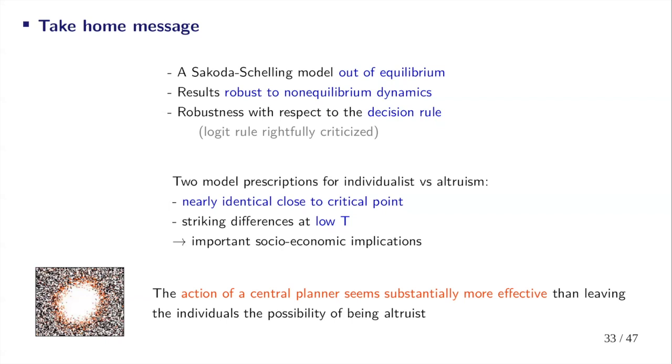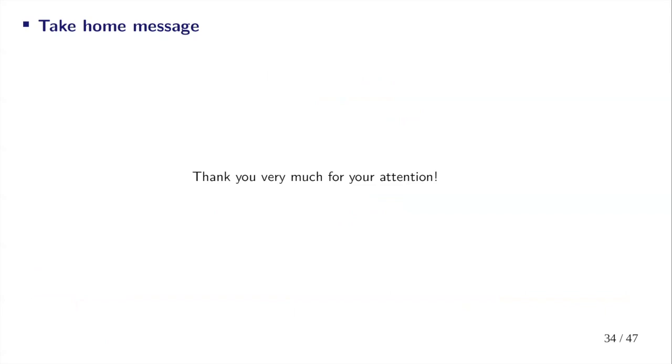And then we suggest two different models for individualist versus altruism. They are nearly identical close to the critical point with the well-mixed approximation. They have striking differences when the rationality is low. And what it tells us is that it seems that the action of a central planner is very important. You cannot have a well-mixed system every time. You need at some point to have someone that tells people to move, because otherwise the system is suboptimally organized. So that was, I would say, the main message of this work. And with that, I thank you very much all for your attention.